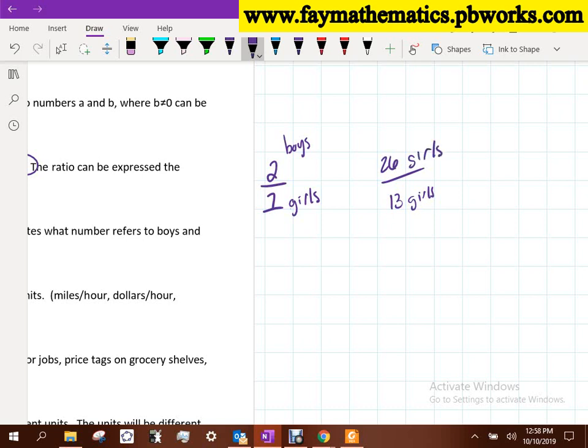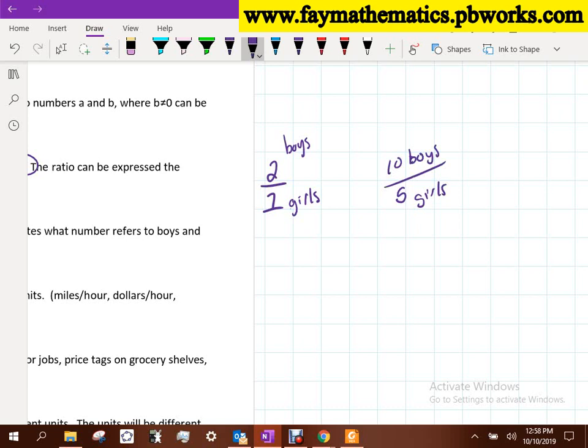So what that means is, instead of using 26 and 13, I just want to use smaller numbers. Let's say I have 5 girls, I have 10 boys, right? Okay.